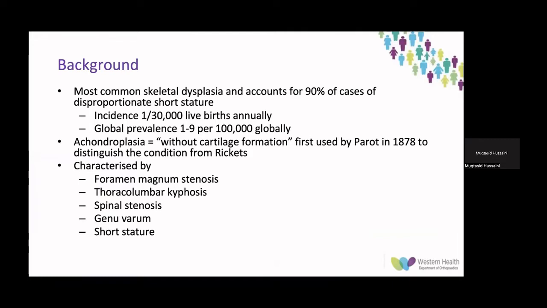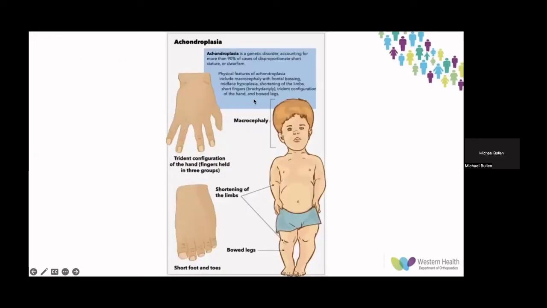The term achondroplasia means without cartilage formation, and the term was first used by Parrot in 1878 to distinguish the condition from rickets. It's characterized by a number of features. These include foramen magnum stenosis, thoracolumbar kyphosis, spinal stenosis, genu varum and short stature, as well as several other features we can see on this diagram here, including macrocephaly with frontal bossing, so broad forehead, mid-face hypoplasia, rhizomelia, so the proximal portion of the limb being shorter than the distal portion, brachydactyly, so short digits.